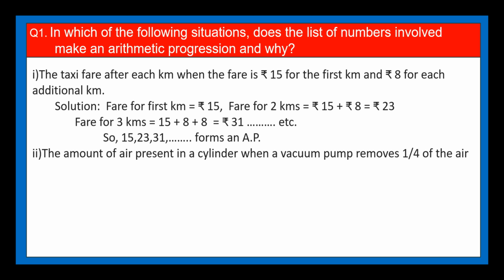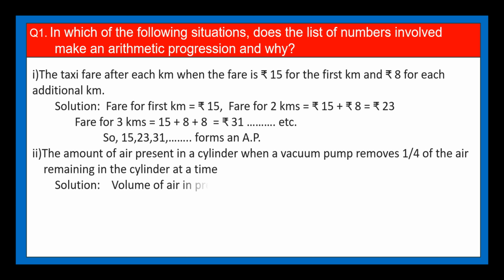Now observe the second bit. The amount of air present in a cylinder when a vacuum pump removes 1/4 of the air remaining in the cylinder at a time. Here in this case, let us assume that the volume of the air present in a cylinder is some V units.